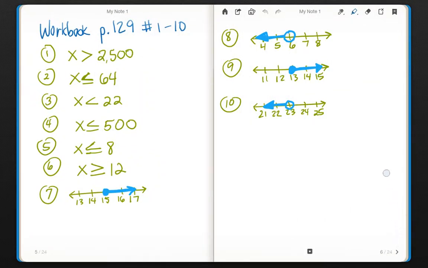Okay, so here are our answers, 129, 1 through 10. Here are your inequalities and then the graphs. So check your answers, and I will see you guys when I get back on Monday.